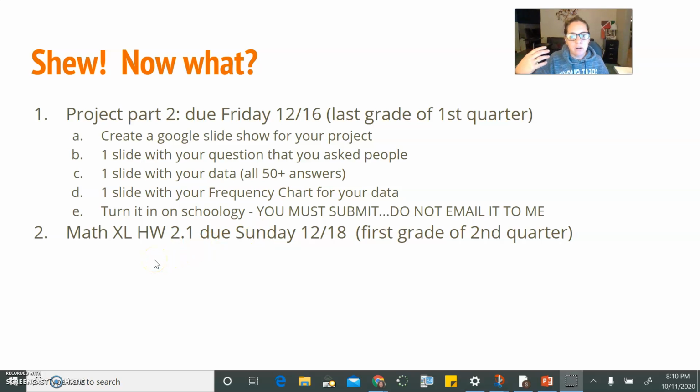I also have on there a Math Excel for you to work on, and it'll take about an hour to complete. Okay, so that is due on Sunday, because I won't have time to grade it fast enough. The end of the quarter is this Friday. That's going to be your first grade of second quarter. Okay, that Math Excel homework, it's still due on 12/18 this Sunday, but that's going to be your first grade of the second quarter. Okay?